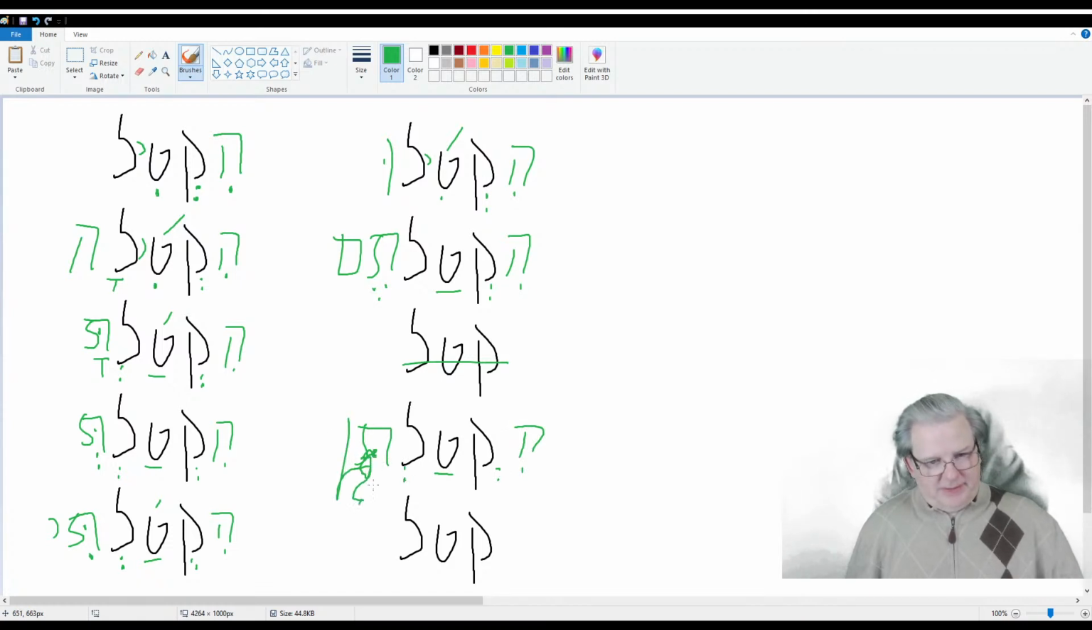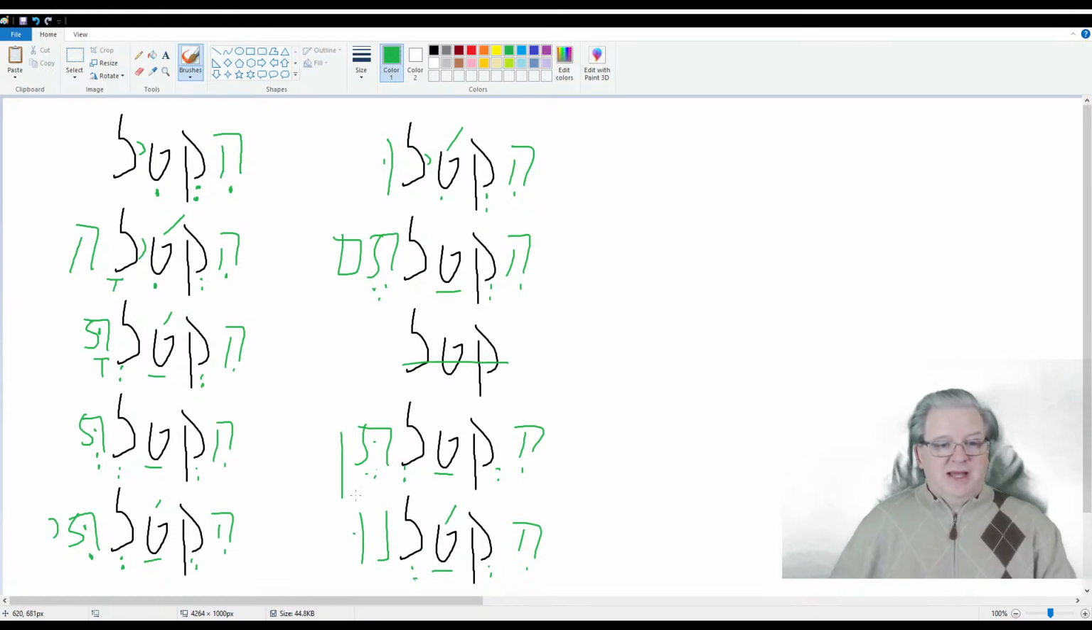Push the button, sorry. Hiq-tal-nu, right? So not too difficult. Again, if you know katal, katala, katalta, katalti, katalu, kataltem, kataltem, katalnu.